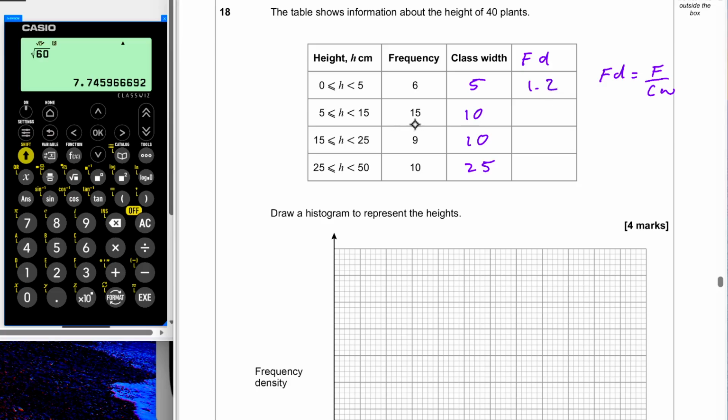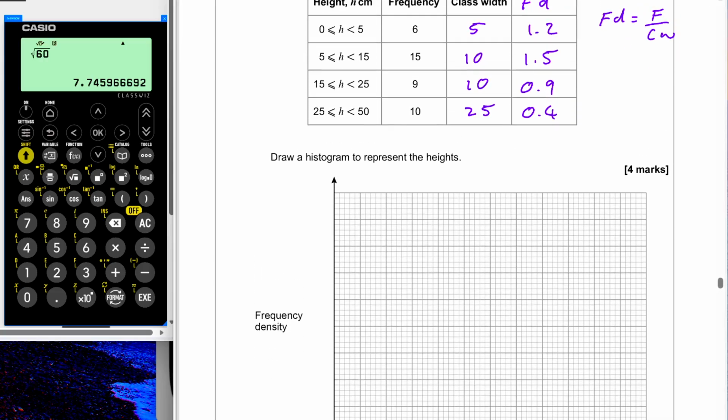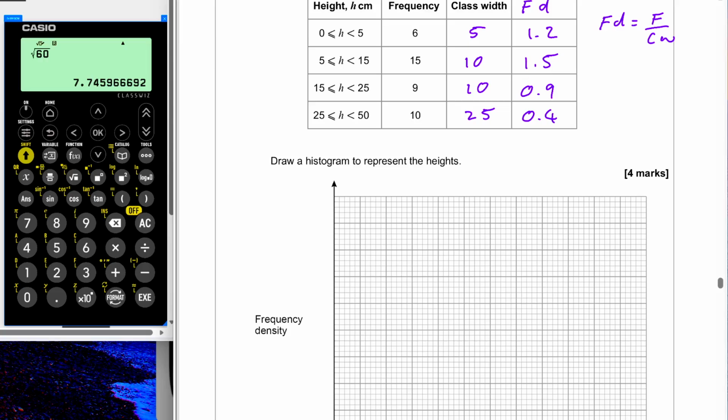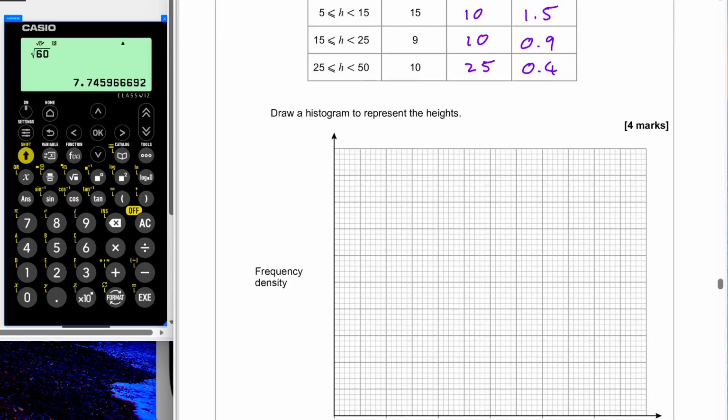1.2. 15 divided by 10 is going to be 1.5. 9 divided by 10 is going to be 0.9. And then 10 divided by 25 is going to be 0.4. Right, so we want our frequency density, our max value is 1.5. So we've got quite a big range.